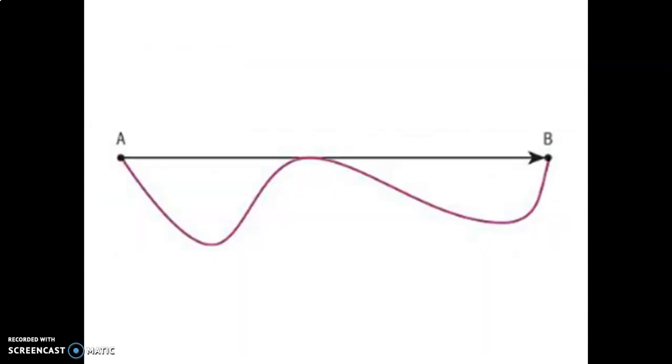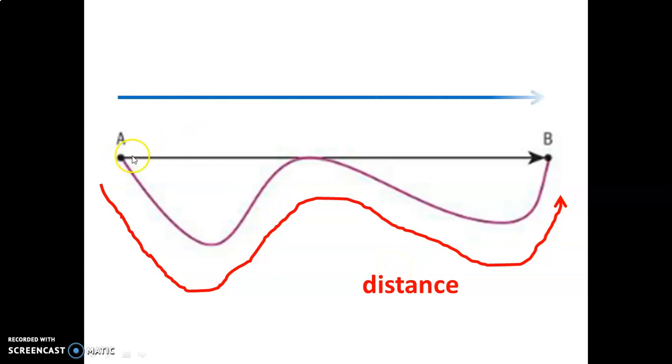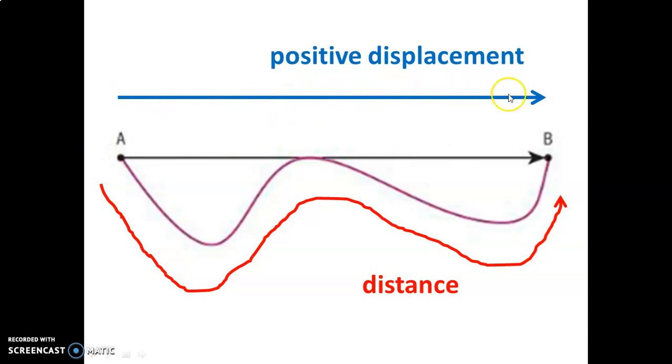Alright, so let's take a look at that in a diagram as well. So here is the path of an object represented by this purple curve. It began here at point A, it went like this, and it ended here. So this purple curve is your distance. If you added up that entire distance traveled, that would be your distance traveled. However, the actual beginning and end of the journey are measured by this straight line, and that is our displacement. And in this case, we can say it's a positive displacement.